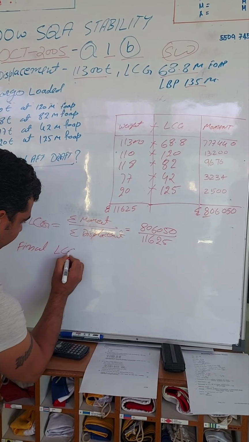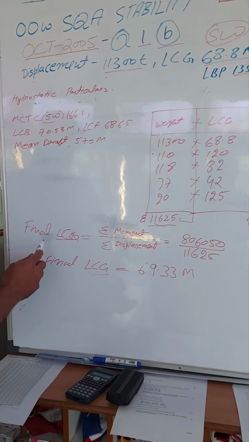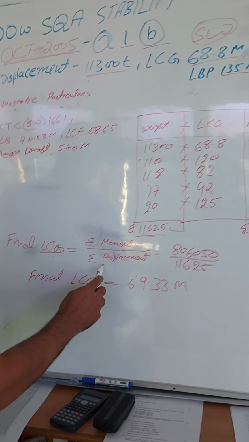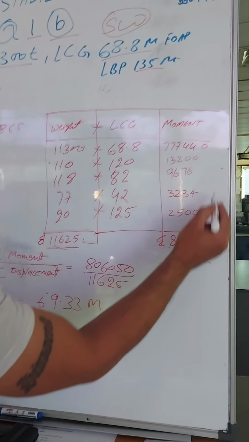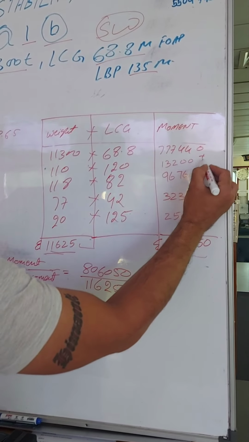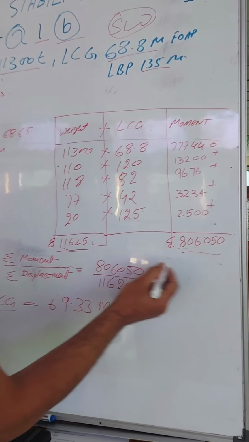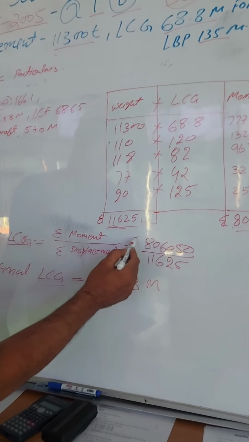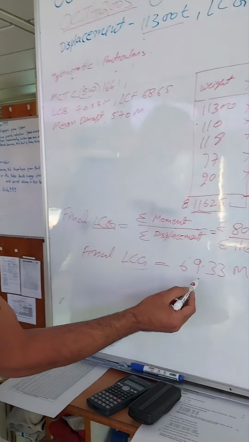Final LCG is equal to final movement divided by final displacement. Final movement, this all add, and this is final movement, this is final displacement, and this is our final LCG in meters.